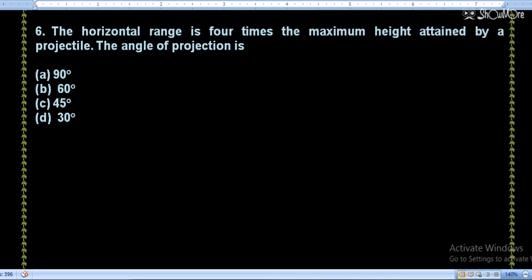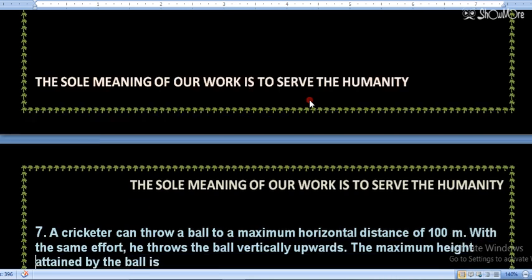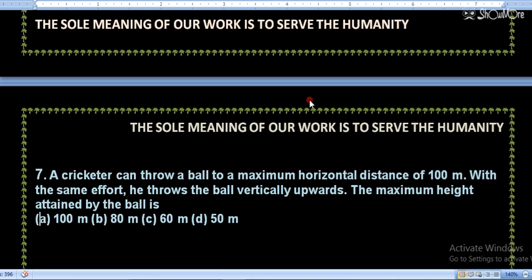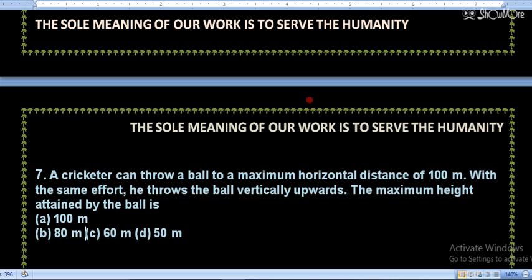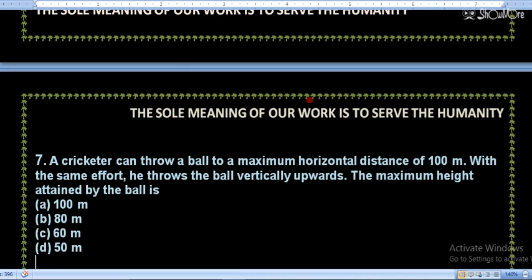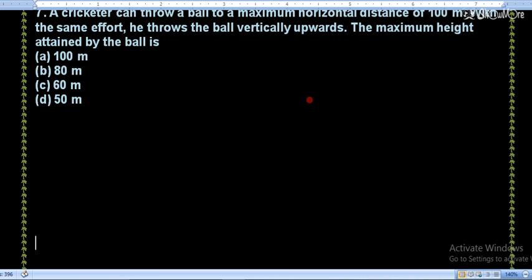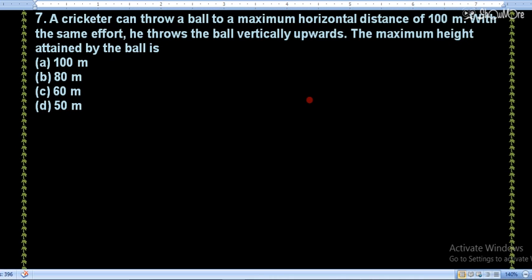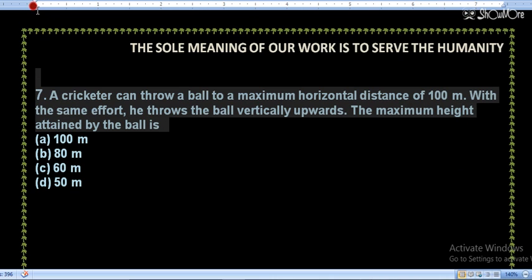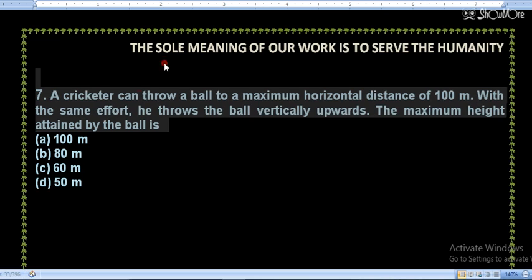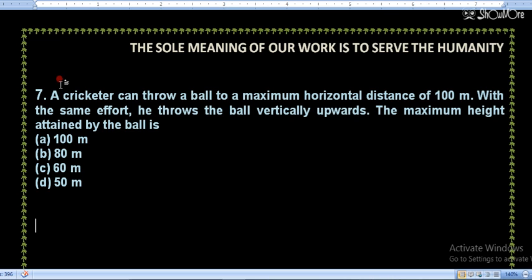So now we are moving to question number 7. Question number 7 is here. So you can try the question. I will continue the question after 1 minute. The question will be displaying on the screen. You can try the question. I will discuss the question after 1 minute. So read the question, and I hope you will obviously get the answer.